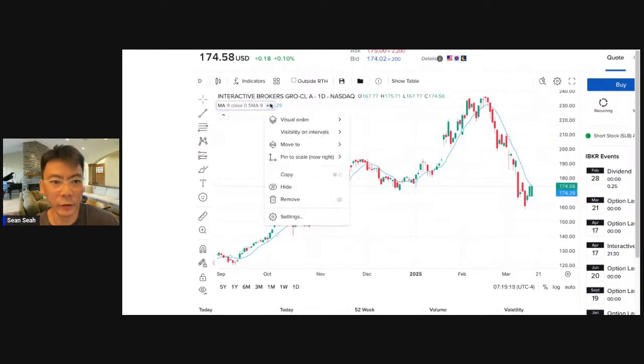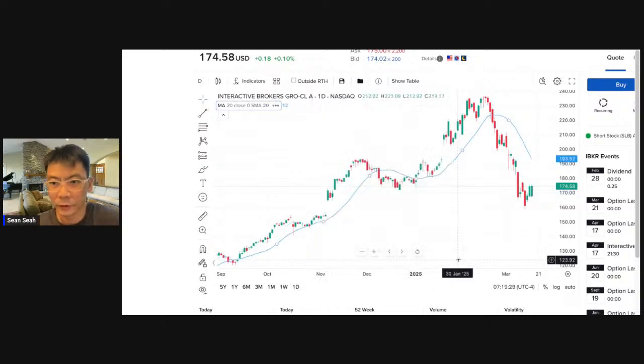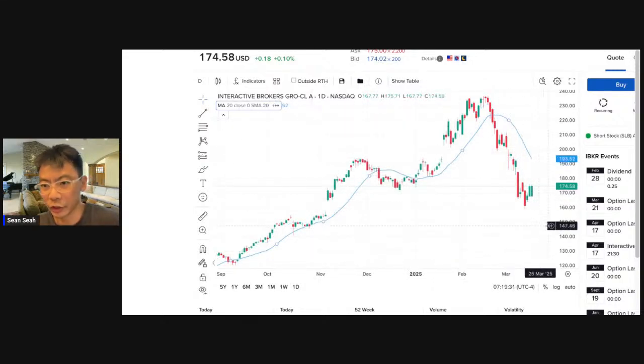So what we can do is, using these 3 dots, we can go to the settings. We can change it to 20 days. So when you change to 20 days, you see that the number changes. Okay, so it is 193, instead of 17 something. So you can see that it's further away from the line, but it tells you that for the past 20 days, it has been going on a downtrend.